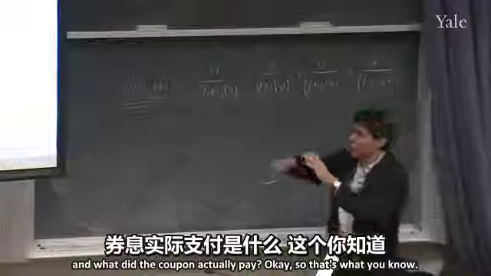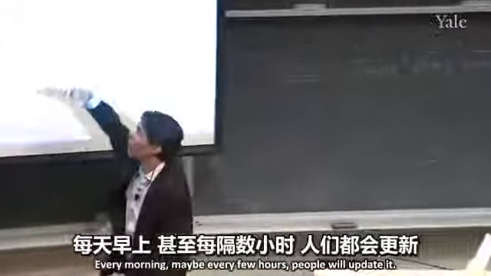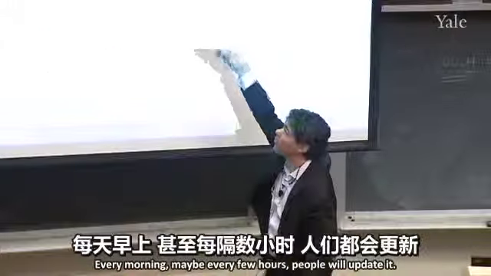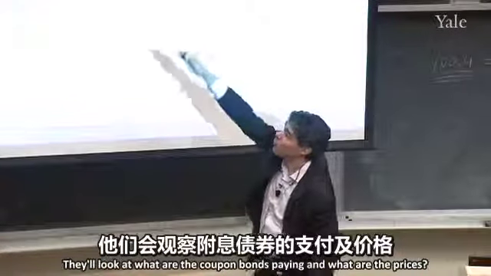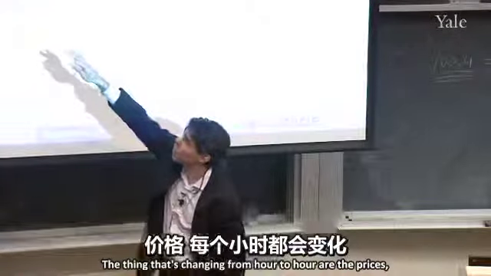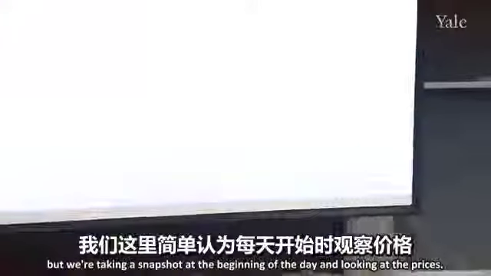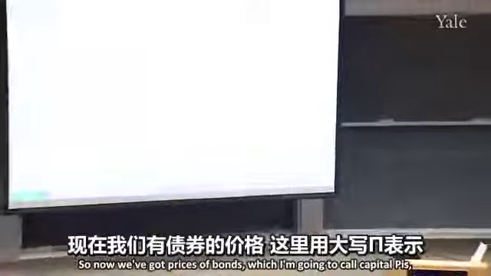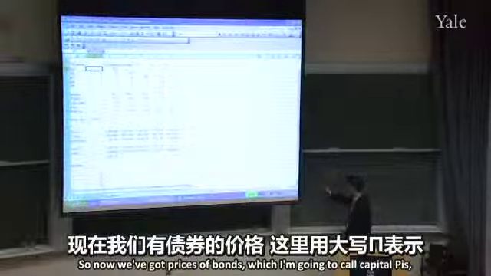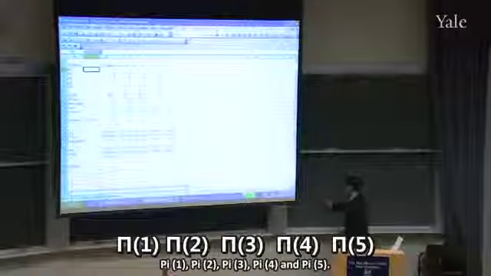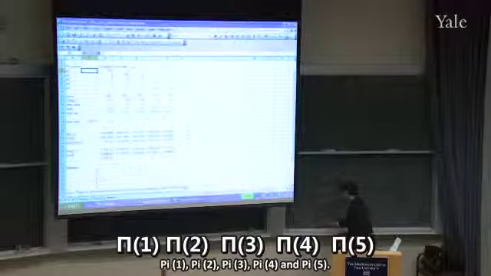Okay, so that's what you know. Everybody knows this every day, the information I've given. Every morning, maybe every few hours, people will update it. They'll look at what are the coupon bonds paying and what are the prices. The thing that's changing, you know, from hour to hour are the prices. But we're taking a snapshot at the beginning of the day and looking at the prices. So now we've got prices of bonds, which I'm going to call capital pies, pi 1, pi 2, pi 3, pi 4, and pi 5.